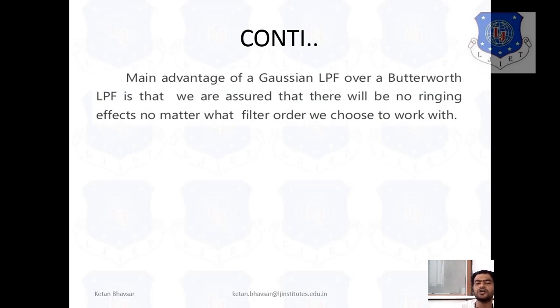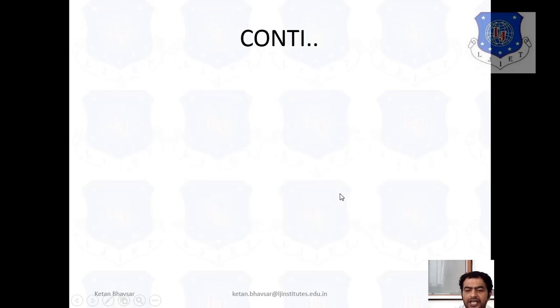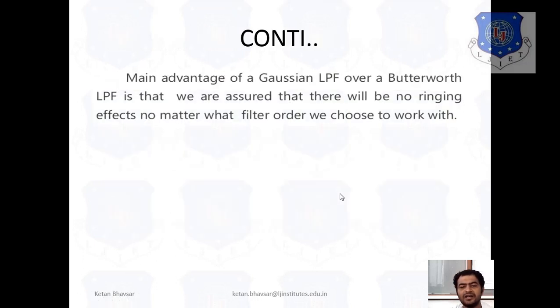So the main advantage of the Gaussian low pass filter over the Butterworth low pass filter is that there will be no ringing effect, no matter which filter model we choose to work with. Ringing effect is a type of noise introduced into the system, and because of it you can see different types of noise, pulses, or jitter in the system. So we can remove it because there is no overlapping issue, as you can identify. There is no ringing or noise produced in this particular design.